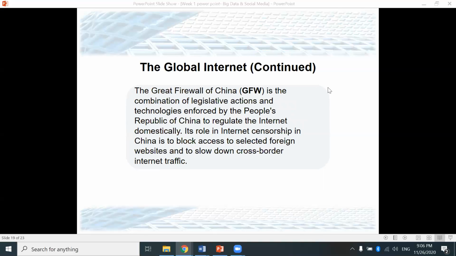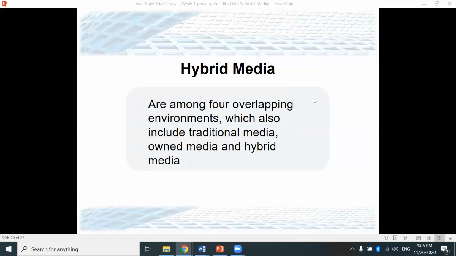The Great Firewall of China is the combination of legislative actions and technologies enforced by the People's Republic of China to regulate the internet. And there are differences of opinion on how much control governments should have over the internet. Hybrid media are among the 4 overlapping environments, which also include traditional media and own media.